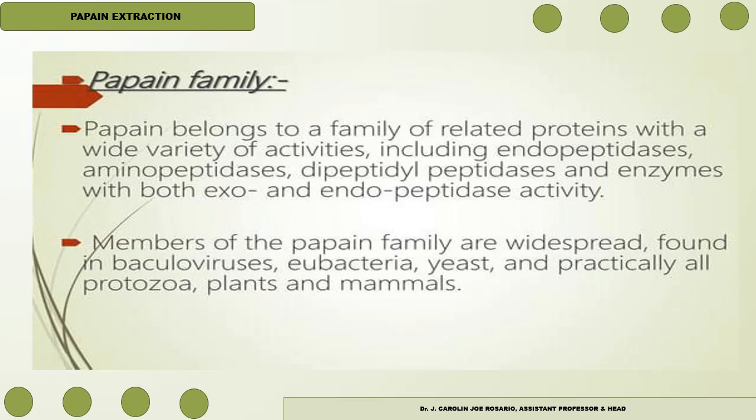Papain family. Papain belongs to the family of related proteins with a wide variety of activities, including endopeptidases, aminopeptidases, dipeptidyl peptidases, and enzymes with both exo and endopeptidase activity. Members of the papain family are widespread, found in baculoviruses, eubacteria, yeast, and practically all protozoa, plants, and mammals.